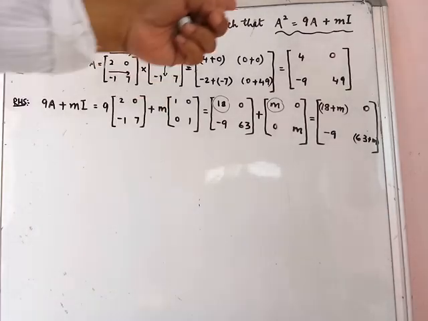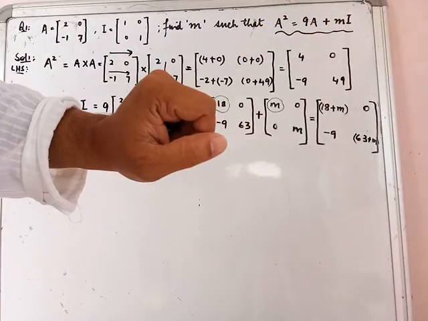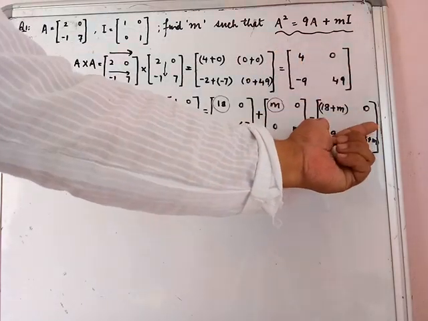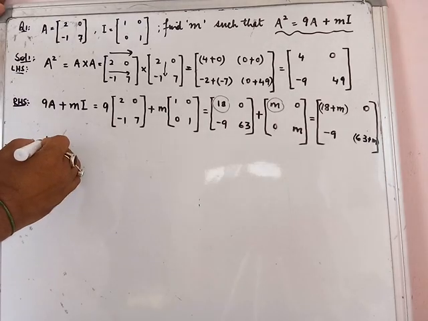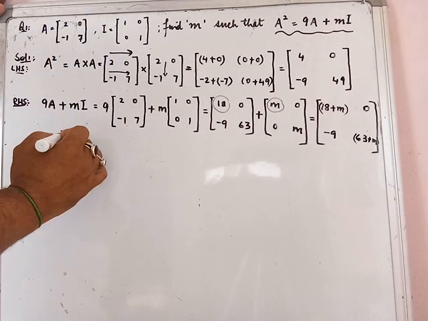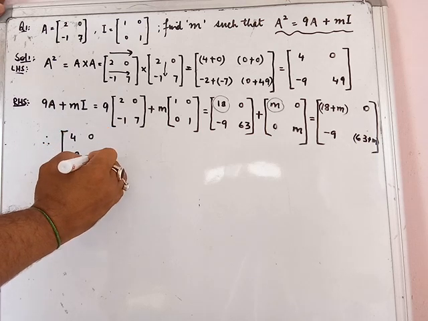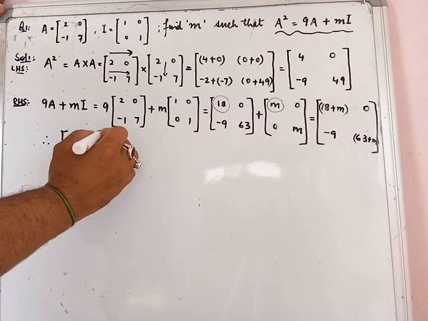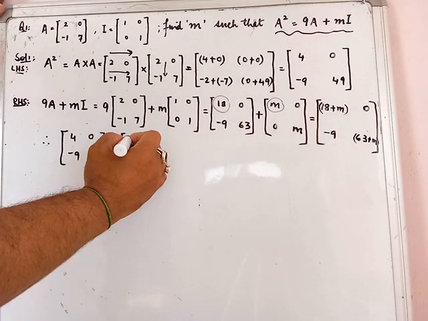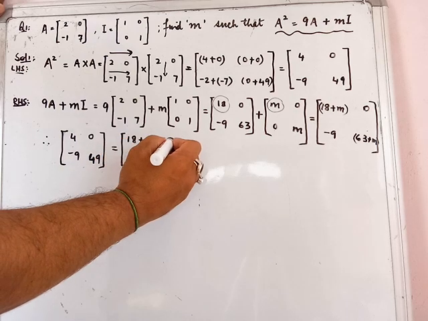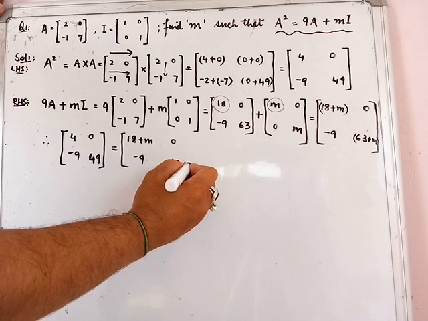Clear? So according to the condition, the left hand side and the right hand side, they are equal. So this matrix and this matrix, they will be equal because they are given. So therefore in the third step you can write 4 0 minus 9 49 is equal to 18 plus m 0 minus 9 63 plus m.